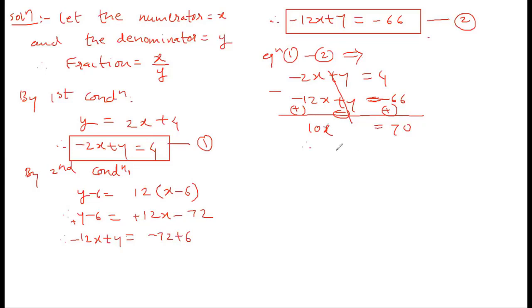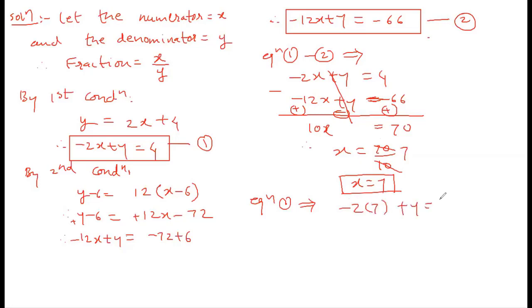So here 10 is multiplied, on the right side it becomes divide. So it becomes 7. We got x equal to 7. Now put this value in equation 1. This implies minus 2 times 7 plus y equals 4. So it becomes minus 14.